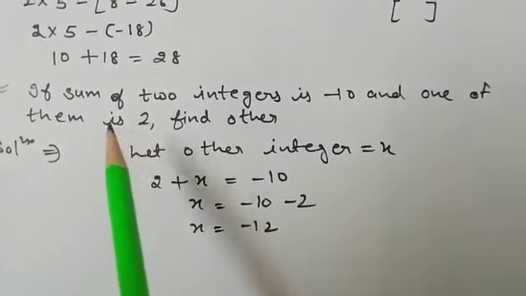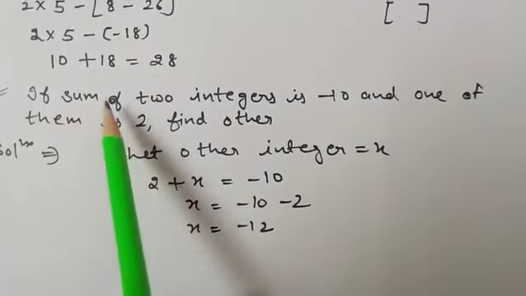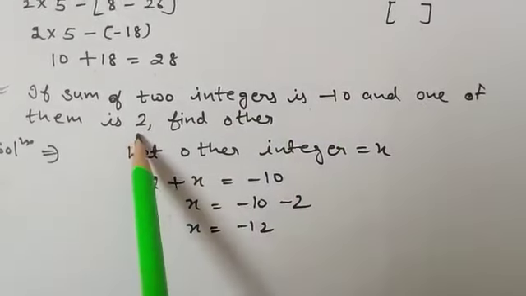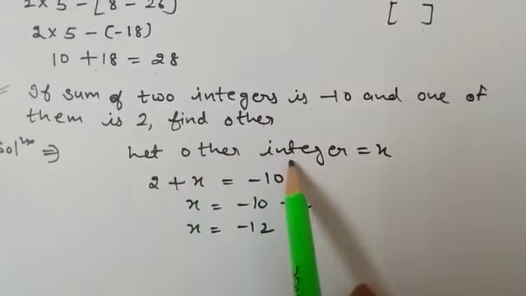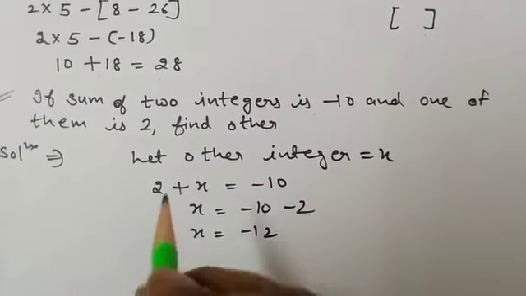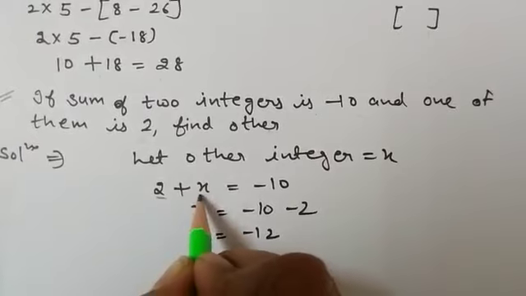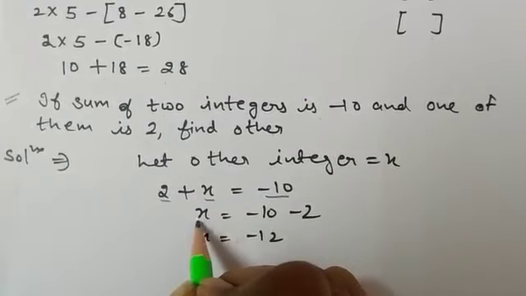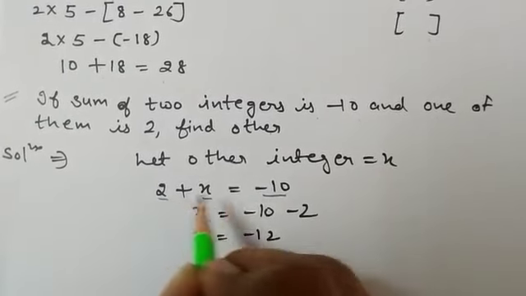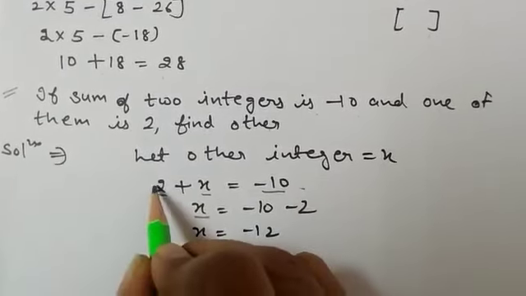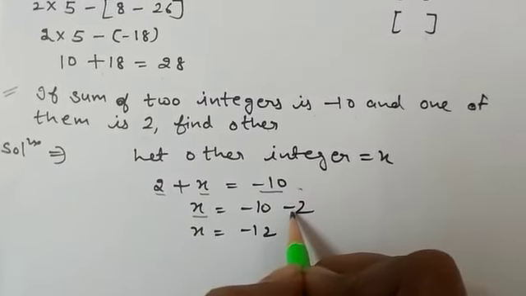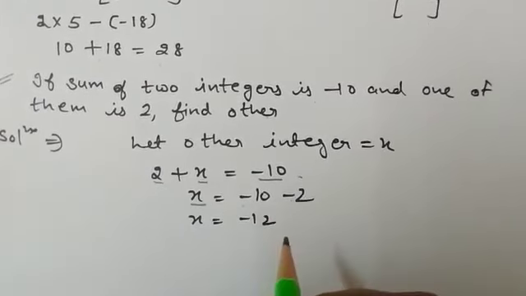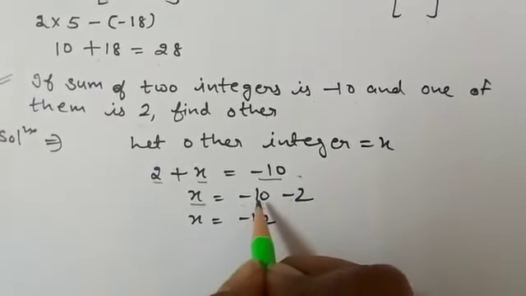Next is the last example. Most important topic: if the sum of two integers is minus 10, we read the statement carefully, and one of them is 2, find the other. Let the other integer be x. Sum of two integers, one is 2 and the other is x, and the sum is minus 10. For finding the value of x, we shift the 2 to the right hand side. If 2 is plus 2, it changes to minus 2, and minus 10 minus 2, they are the same sign, we apply addition but keep the sign of the greater digit.